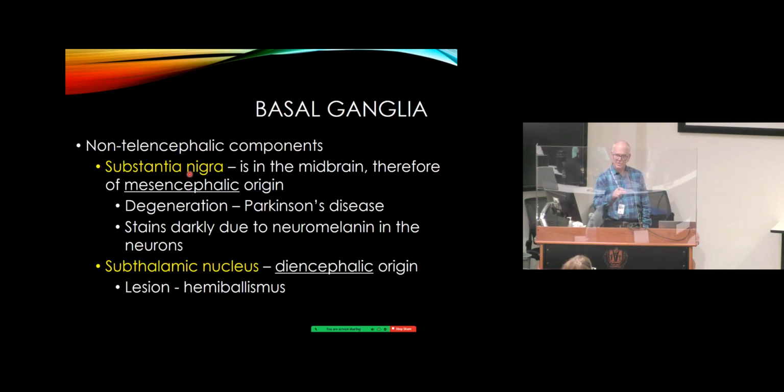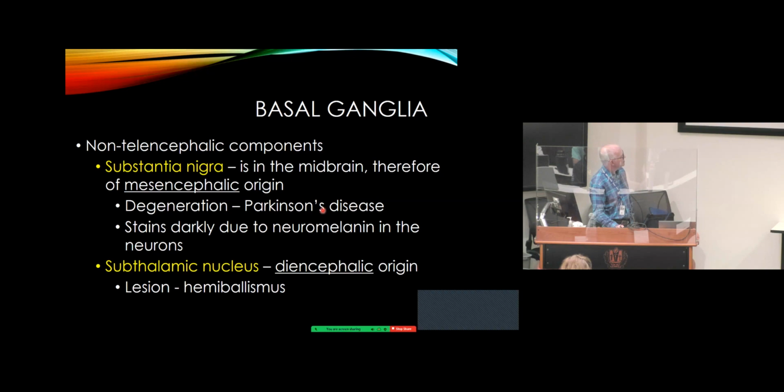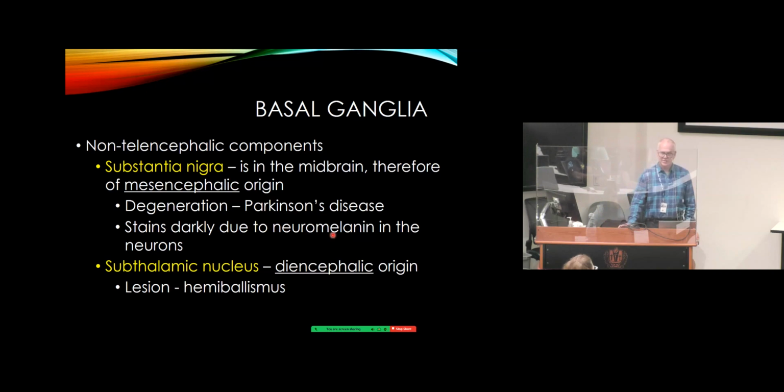If you go back to the first page of the handout, the midbrain embryologically is equivalent with the mesencephalon. So the substantia nigra is of mesencephalic origin. This part of the brain makes dopamine, and degeneration of the substantia nigra is involved in Parkinson's disease. That's the core feature of Parkinson's disease. You can also easily identify the substantia nigra when we're doing brain dissections because of the darkly staining neuromelanin within the neurons. So it's easy to identify.